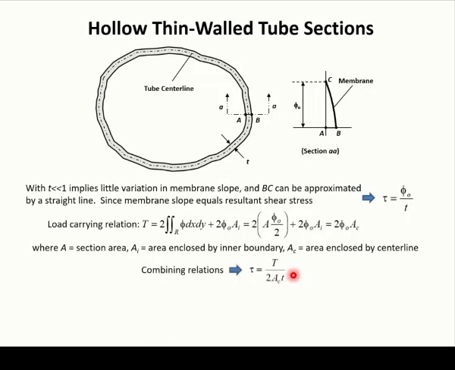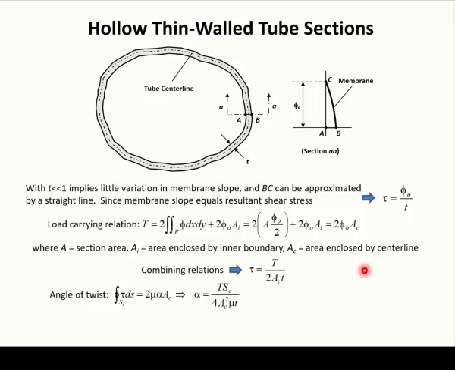And then if you combine those equations, from here I can get my phi naught in terms of torque, and if you just plug it here, what you will find is that your shear stress is equal to your torque divided by 2 times the area enclosed by the center line times the thickness.